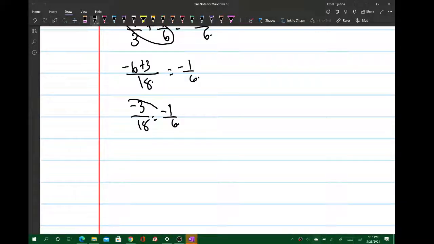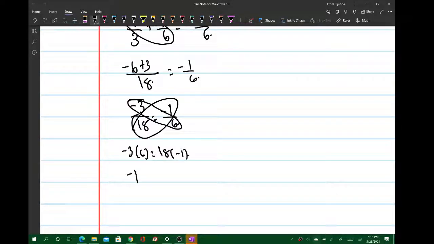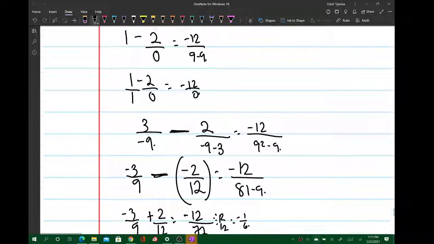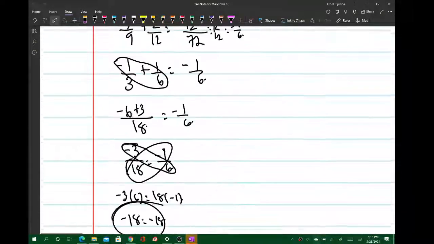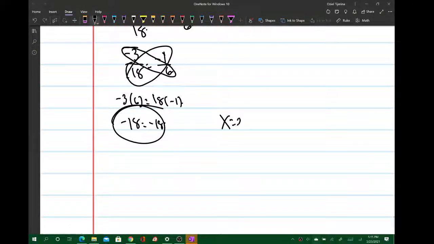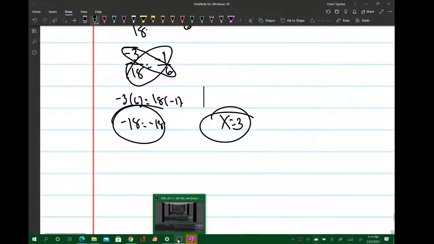So then that means if we do cross multiplication, negative 3 times 6 equals 18 times negative 1. So then negative 18 equals negative 18. So then we checked our solution, and this is a real solution. So that means that our solution is x equals 3. Okay, I know that took a little bit longer than usual.